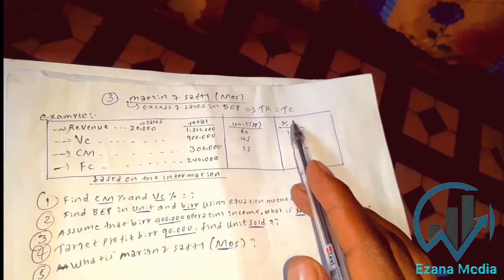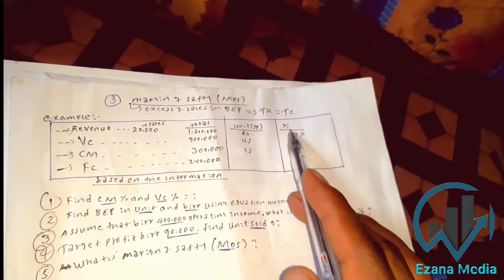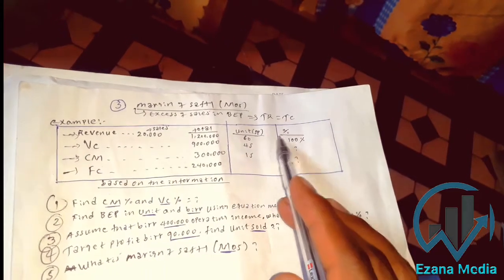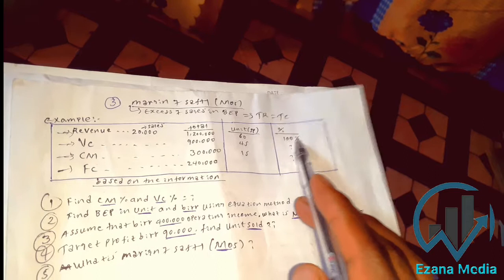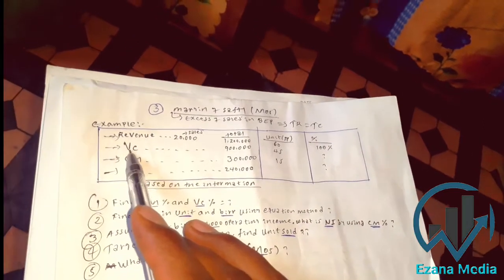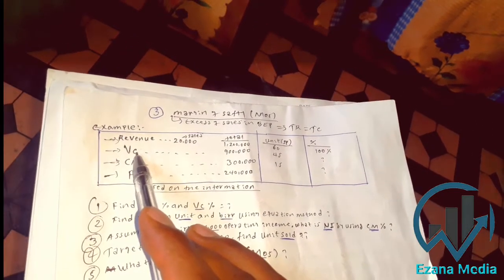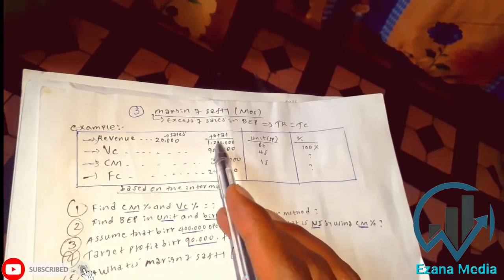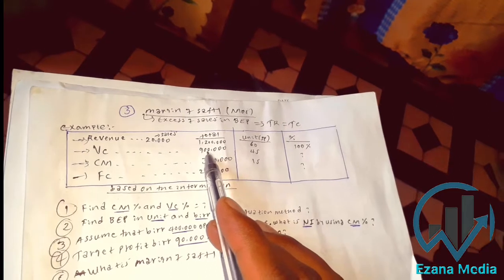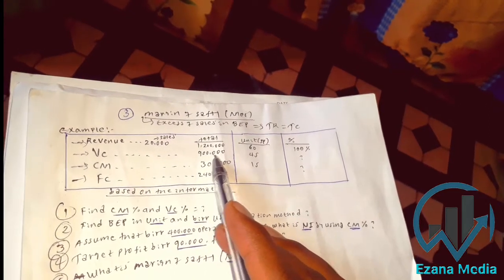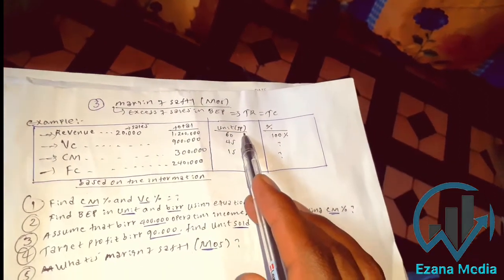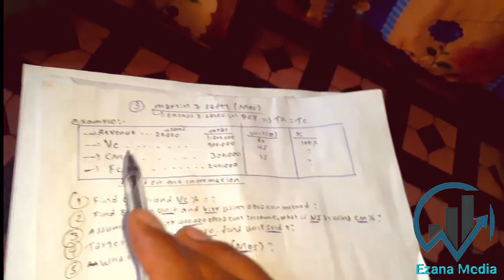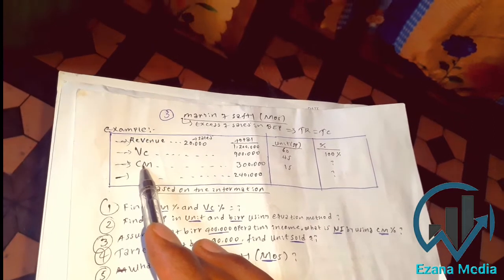In percentage, we assume that 100% is revenue. Next, variable cost. Variable cost means the cost that varies. The total variable cost is 90,000 and the price per unit is 45. The percentage is unknown.